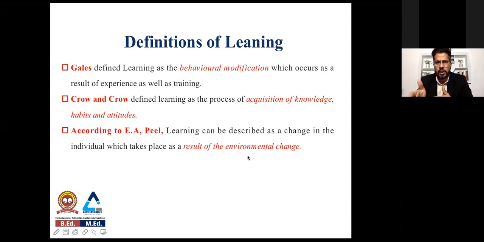Then according to Crow and Crow, learning is the process of acquisition of learning habits and attitudes. So there is a process: acquisition of knowledge, and habits and attitudes being changed. Then according to E.A. Peel, learning can be described as a change in the individual which takes place as a result of environmental change. So again, it covers both elements I explained before, the innate disposition and the environment, which are responsible for learning.